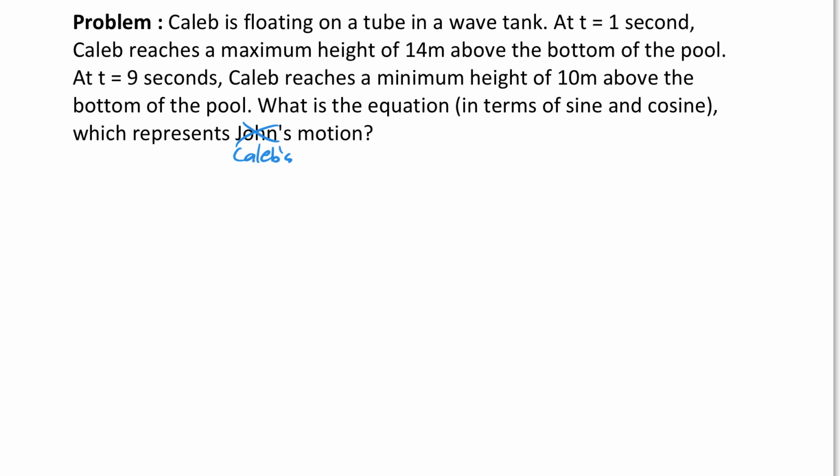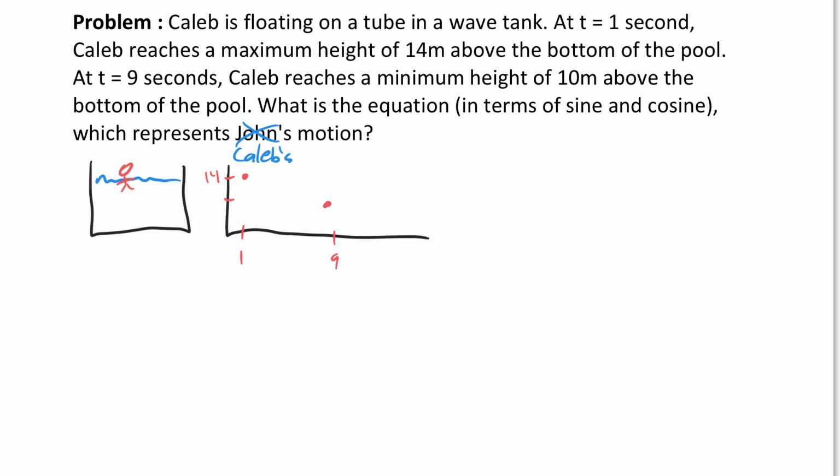Let's give it a sketch. So we've got a wave tank, and there's water here. We've got Caleb sitting on the top of the water, and we know Caleb is going up and down in the wave tank. Well, maybe we could draw like this. So Caleb has a maximum of right here, 14 after 1 second. Then after 9 seconds, we've got a minimum down at 10.